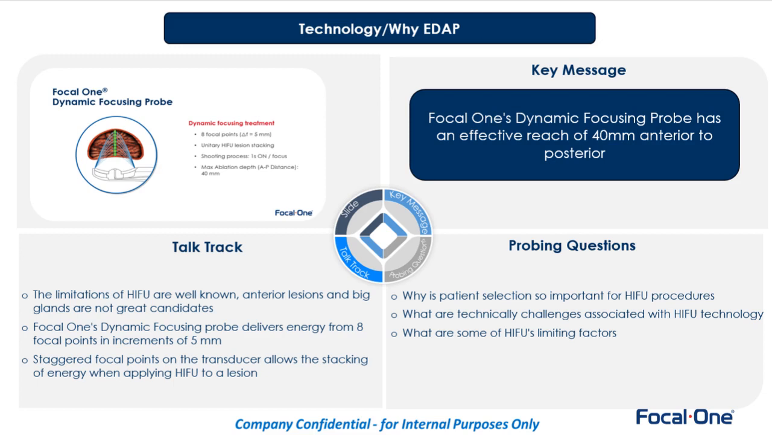Focal One's dynamic focusing probe delivers energy from 8 focal points in increments of 5 mm. This lets you ablate tissue quickly and from multiple different angles. Staggered focal points on the transducer allow the stacking of energy when applying HIFU to a lesion. Some probing questions to ask when using this slide during a sales call include: Why is patient selection so important for HIFU procedures? What are technical challenges associated with HIFU technology? What are some of HIFU's limiting factors?